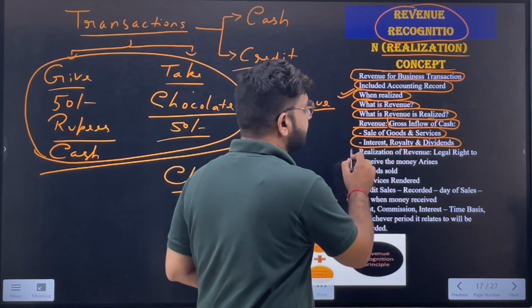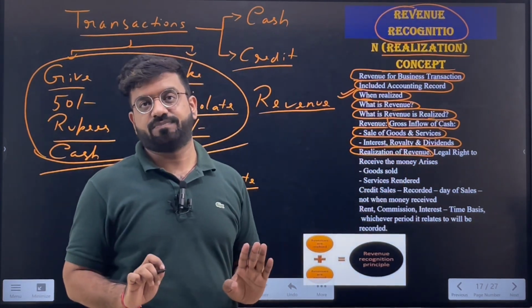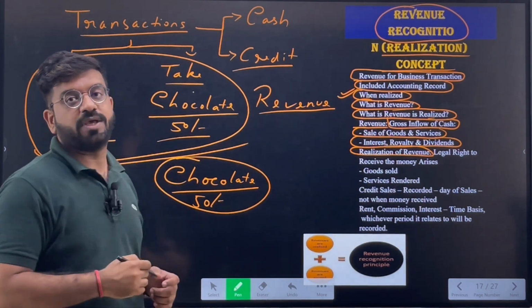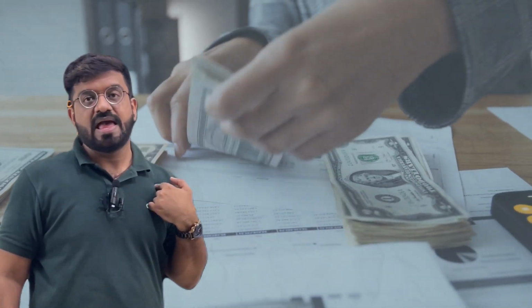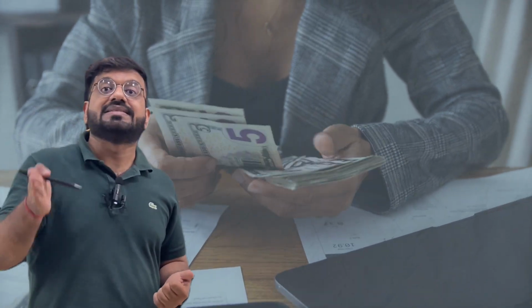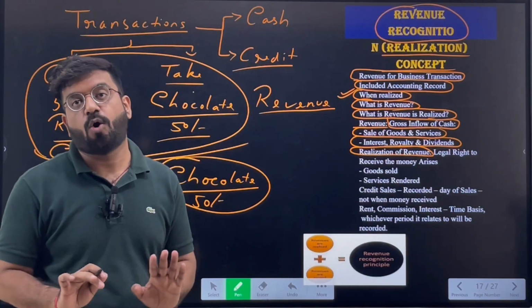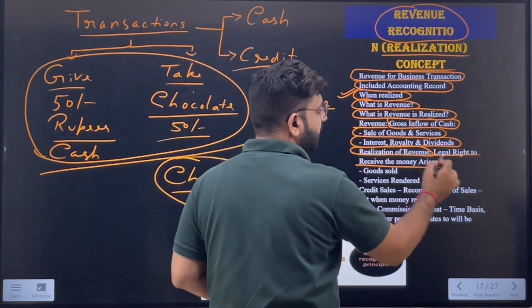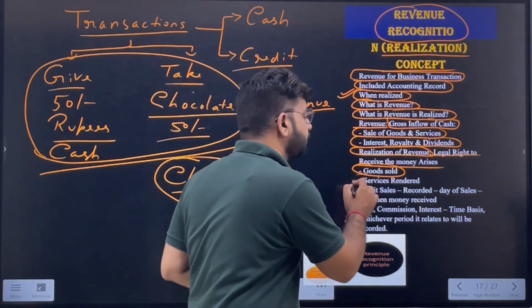Next is realization of revenue, which simply means where the cash is not received, but the legal right to receive the money has arisen. For example, where I bought the chocolate from that shopkeeper, the legal right to receive the money has arisen on his part. He will obviously receive the amount from me after a certain period of time. So that is when the revenue is realized. Okay. One, we have received the cash. Second, we have received the legal right to receive the cash. We haven't received it, but we have the legal right that we can ask him for the cash, or if he's not able to pay, I will take action against him as per the law. So the legal right to receive the money has arisen when the goods have been sold, the goods have been transferred to that person, or the services have been rendered. Then only I have the legal right to take the money from him.